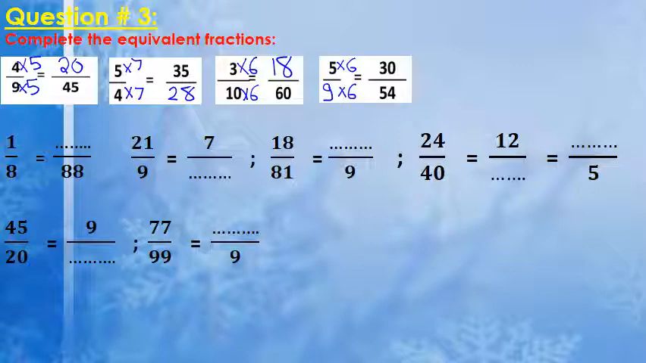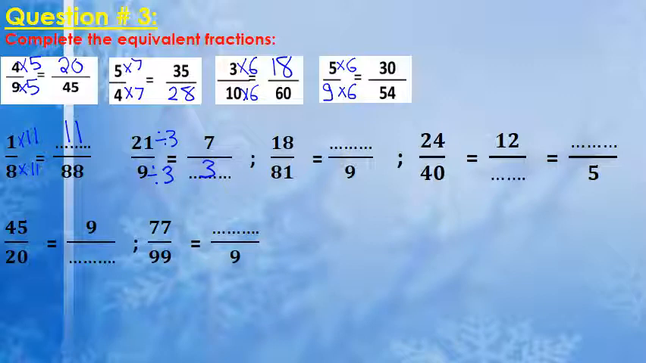1 over 8 equals how much over 88? 8 became 88. How? We multiply by 11. So up we multiply by 11. 1 times 11 is 11. 21 over 9 equals 7 over how much? 21 became 7. How? We divide by 3. So down we divide by 3. 9 divided by 3 is 3.